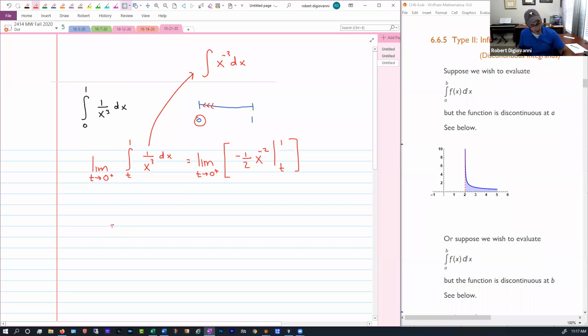And I'm going to rewrite that limit, t approaches 0 from the right. Let me just rewrite it first. I want to look at it like this. I want to bring that x to the negative 2 down. I think it'll just be a little bit easier for us to analyze this. Any questions?